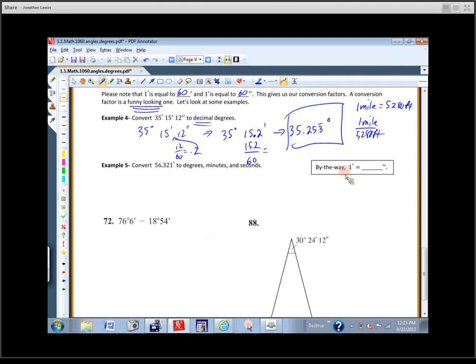I'm going to leave you with this. What would one degree be in seconds? It'd be 60 times 60, so 3,600 seconds. 3,600 seconds in a degree.